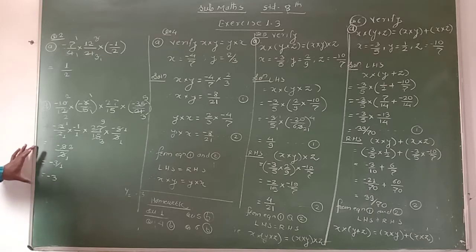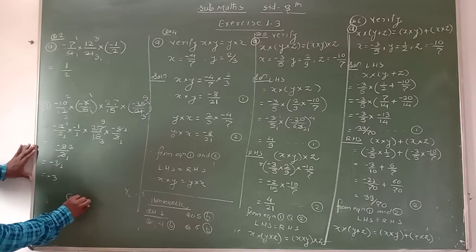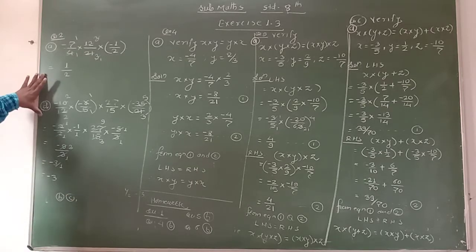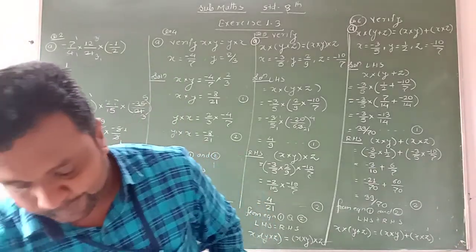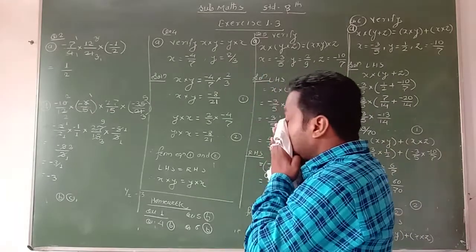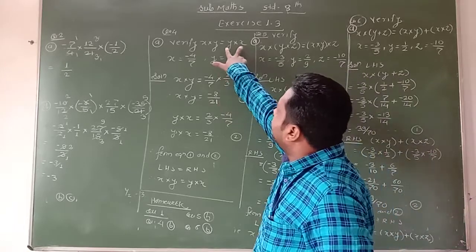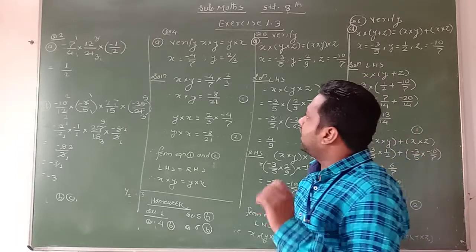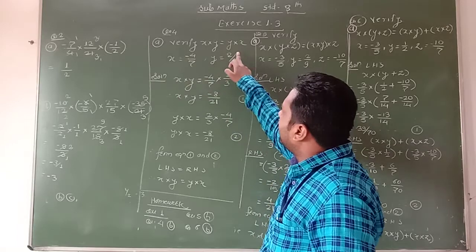In this way you have to complete the C and B examples from question number 2. Then the next question is question number 4. In question number 4, we have to verify the property x into y is equal to y into x, and we know that this property is the commutative property for the multiplication of rational numbers, for the value of x is equal to minus 4 upon 7 and y is equal to 2 upon 3.